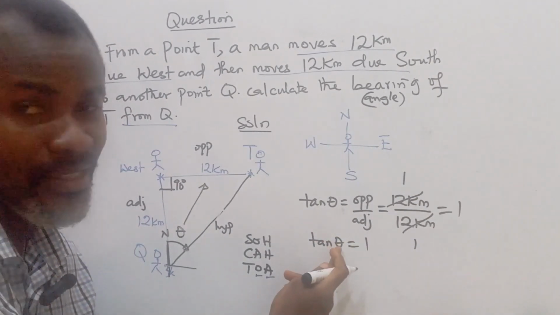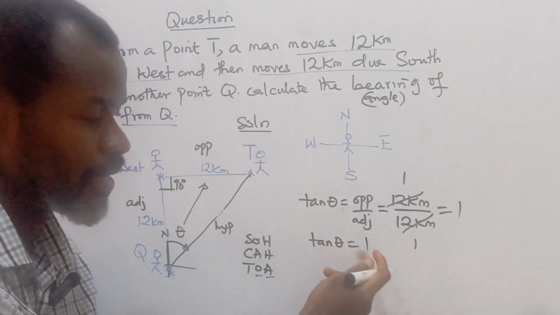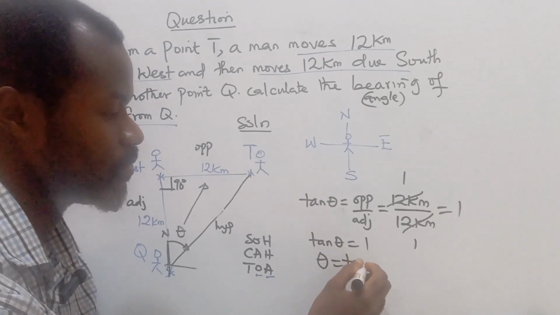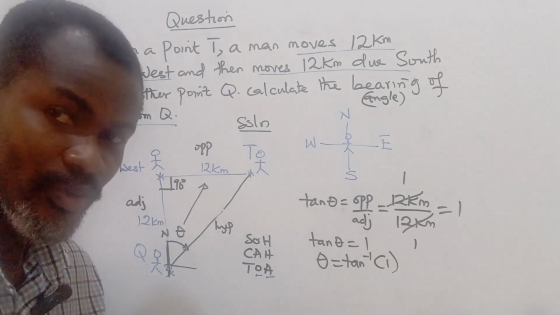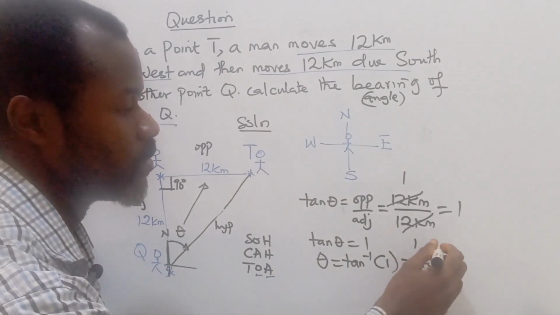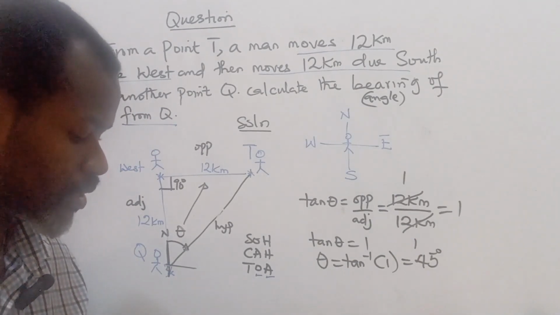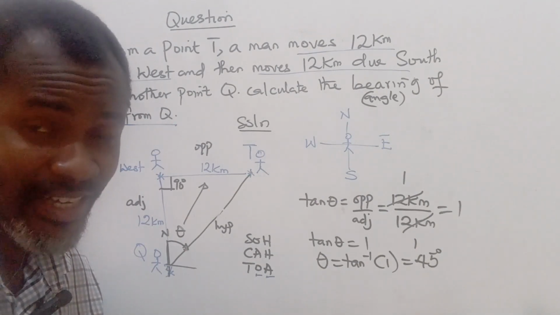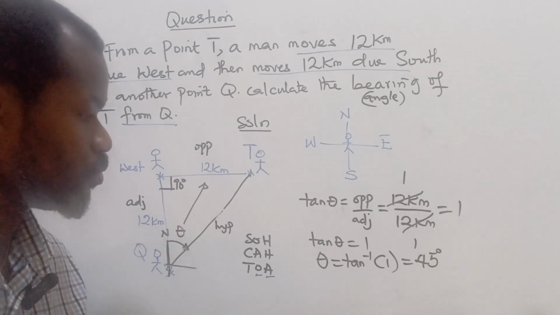So how do we find theta? We are going to take the tan inverse of both sides. So theta is equal to tan inverse of 1. The tan inverse of 1 is going to give us 45 degrees if you press your calculator. But since we are dealing with bearing, we are going to keep it in the three-digit bearing.